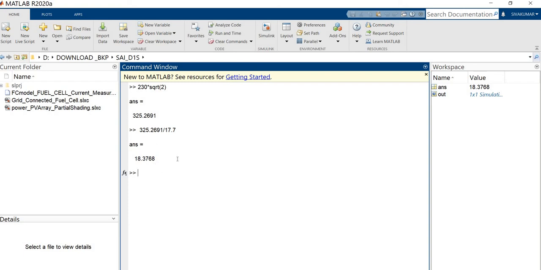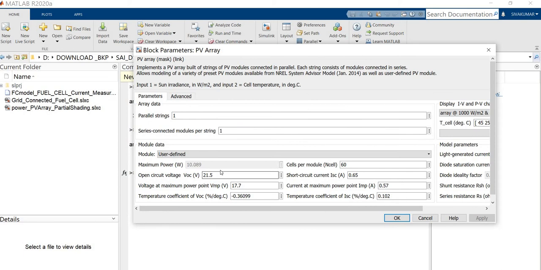18.376 modules, so we are going to round up to 19 modules. Now I am also going to connect them in series, 19 modules connected in series. Now, what is the range of each module?